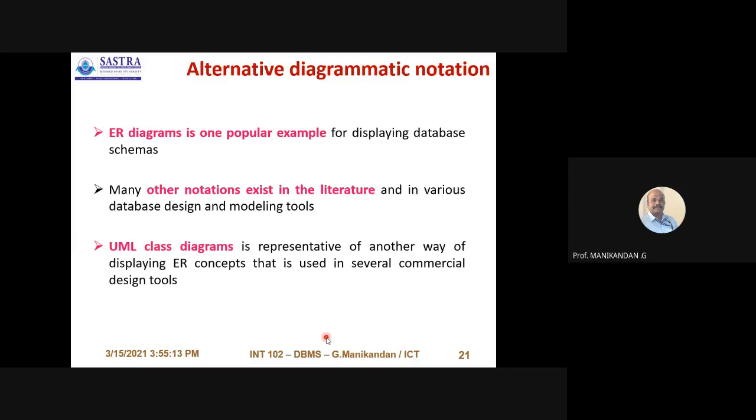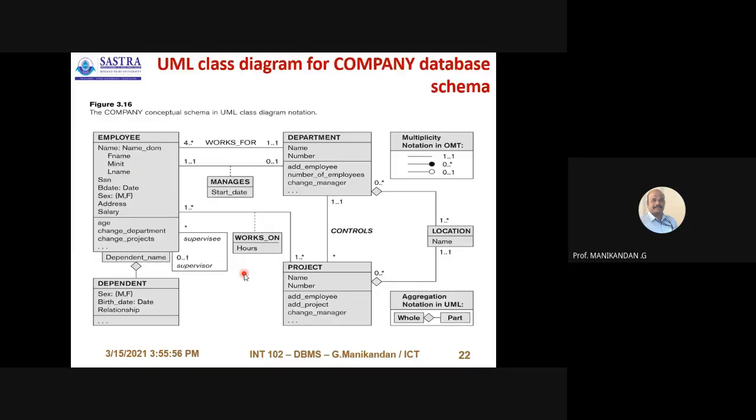ER diagram. Apart from the ER diagram, we have some other options also. The ER diagram is one popular example for displaying a database schema, but you have some alternate notations. One notation you can use is the UML class diagram. This is the equivalent UML class diagram for the same problem statement, that is, the company database.